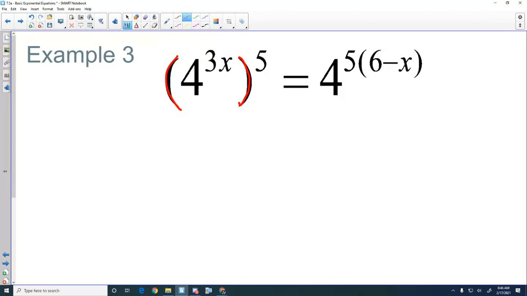So in this parentheses, you combine the exponents by multiplying them. Just write it as 4 to the, and what do you get when you multiply those two together? With the x. It's just going to be multiplied. So like 3x times 5, you'd write that as just 15x.